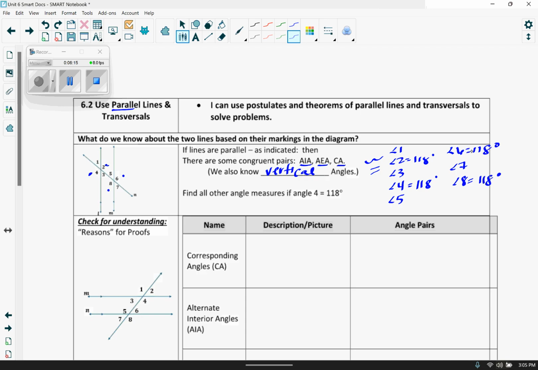So then the opposites of those, or those pairing up with those, so for instance 1, that's going to be 180 minus 118. That's going to give me 2, that's going to give me a 7, minus 1 is 6. So it's going to be 62. So the rest of these are going to be 62 degrees.